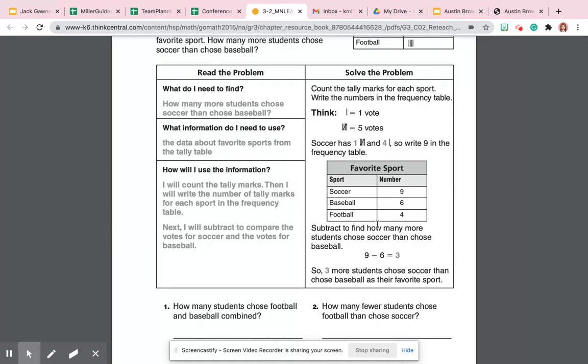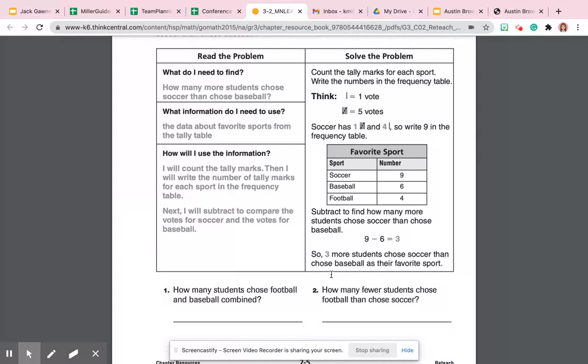So we are going to subtract to find how many more students chose soccer than chose baseball. So we are going to take the bigger number, which is the number of soccer players, and we are going to subtract the number of baseball players, and we get the answer 3. So then we put it into a sentence. 3 more students chose soccer than chose baseball as their favorite sport.